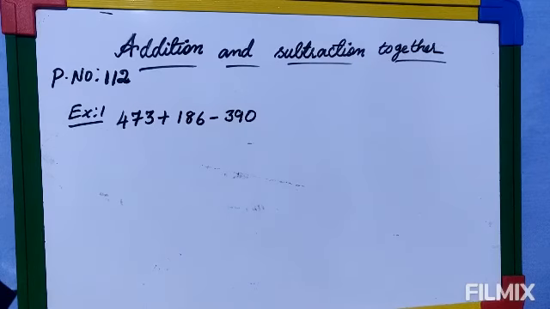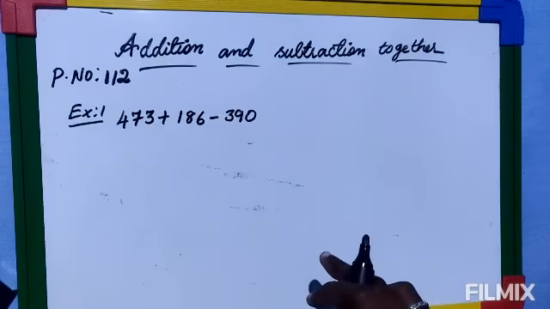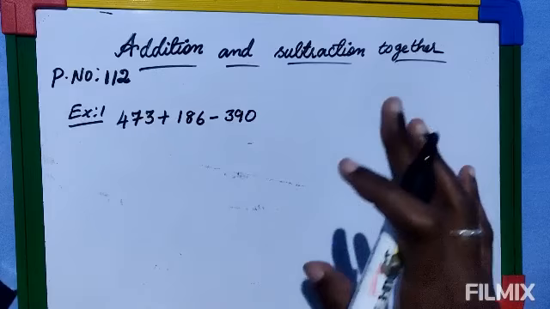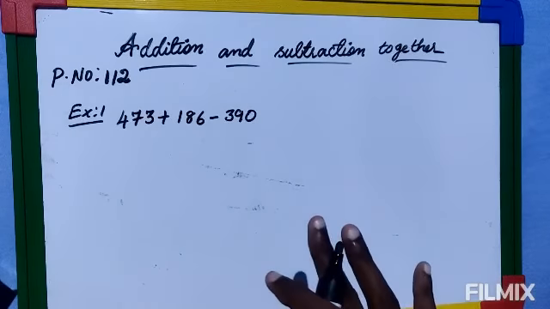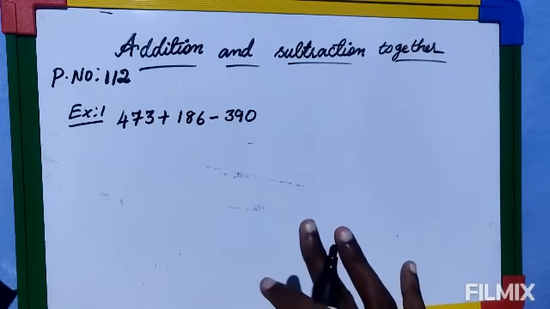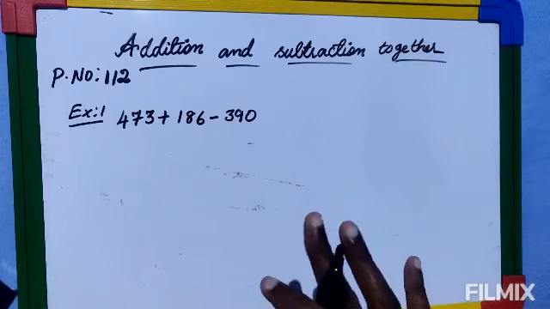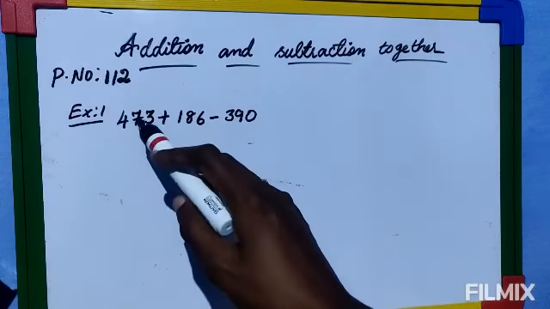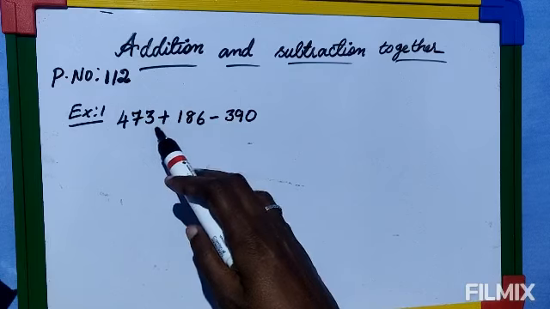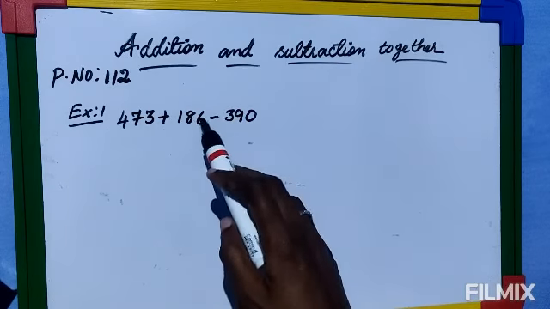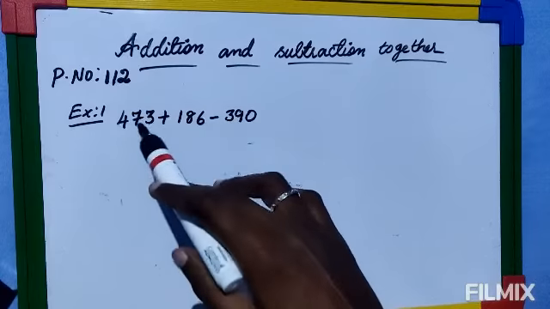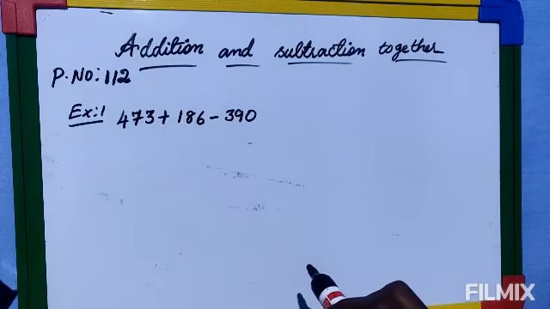Now let's come to today's lesson. Today we are going to learn addition and subtraction together. In the second chapter you learned only addition, and in the third chapter only subtraction, but here it is addition and subtraction together. You see there are 3 numbers, between two of them there is plus and between the other two there is minus. How do we do this when addition and subtraction come together?